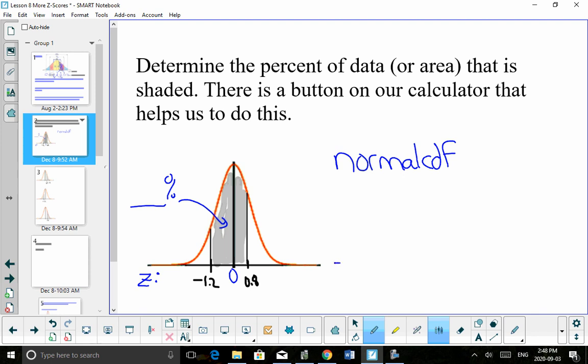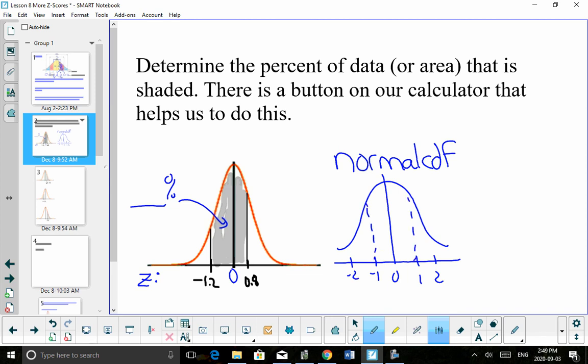So I first just want to estimate it with you. So let's just draw this in here. So remember, 1, 2, negative 1, negative 2. Each of these is 34%. And then from here to here is 13.5. So negative 1.2 to 0.8. So 0.8 would be right about here.